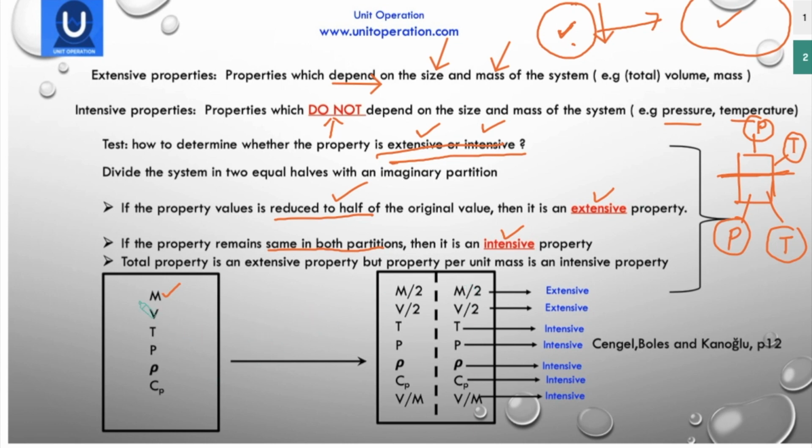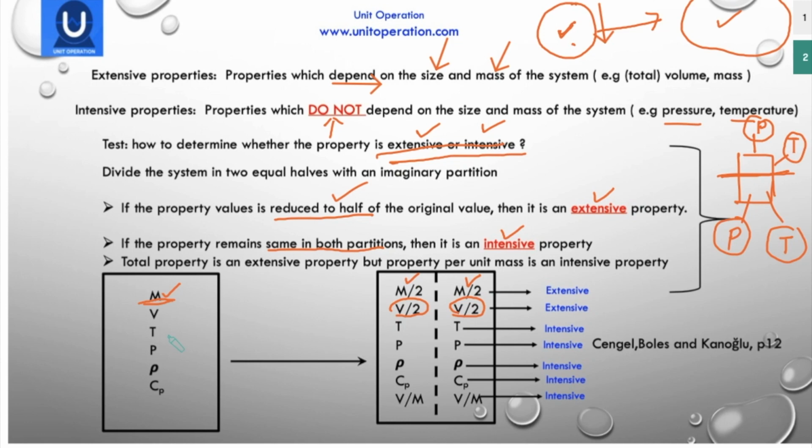So let's say the total mass of air in this room. If I make a half, of course the mass would be half here, half here. So therefore it's going to be an extensive property. Total volume of the room. So if I make an imaginary partition here, the volume of course would be divided in half. So this is also going to be an extensive property.